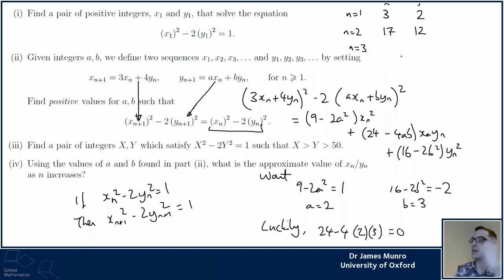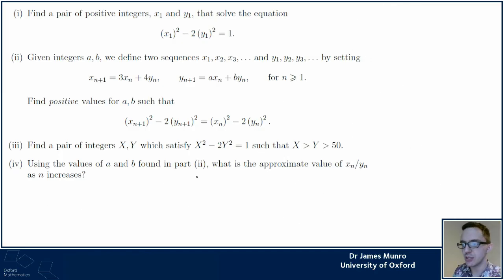When n is 3, I want to do the same process again. I want to use these rules to generate a new example. So I'm going to do 3 times xn, which is 51, plus 4 times 12. 51 plus 48 is 99. And over here I'll do a xn plus b yn, which is 2 times 17 plus 3 times 12, which is 34 plus 36, which is 70. Okay, here's an example with two numbers bigger than 50. So 99 squared minus 2 times 70 squared is 1. And that's actually true, which is amazing.